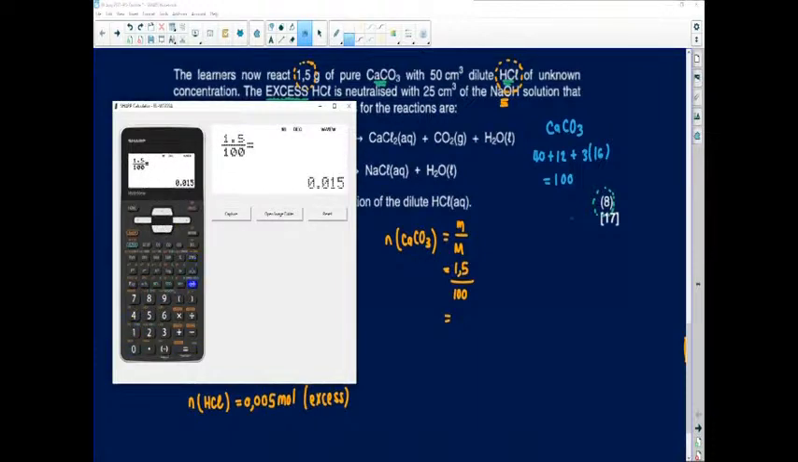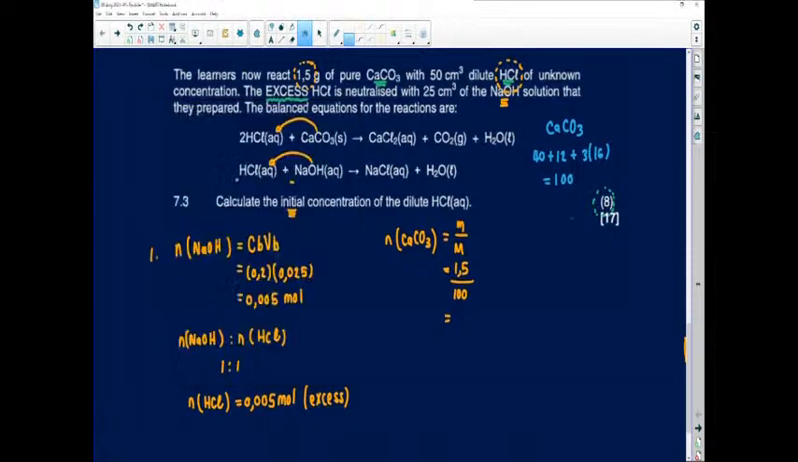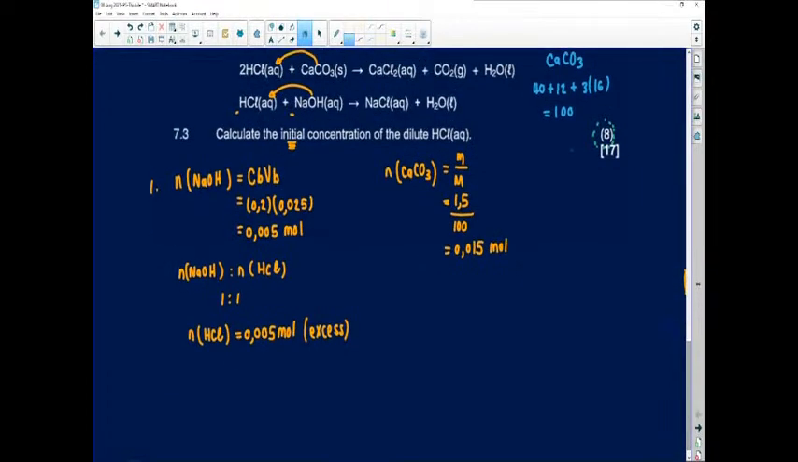And therefore I get 0,015. And this is my moles. Now I also need to work or use mole ratios with this equation right over here. Now I've got a mole ratio of 1:2. I'm going to do it the long way around so you know how I'm getting this.